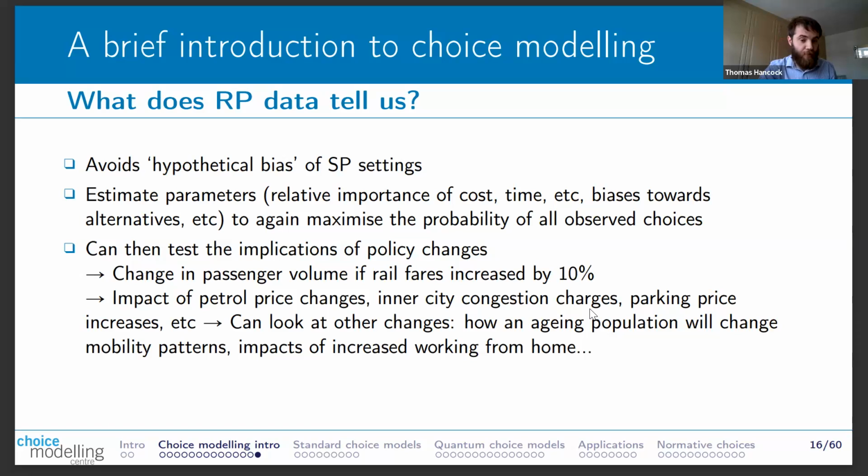We can then test the implication of policy changes. So for example, what is going to be the change in passenger volume if rail fares increase by 10%? What is the impact of petrol price changes in a city, congestion charges, parking price increases, all these sort of factors. We could also look at what's going to be the change as the population ages, or the impact of increased working from home. All of these things we could then explore using revealed preference data.